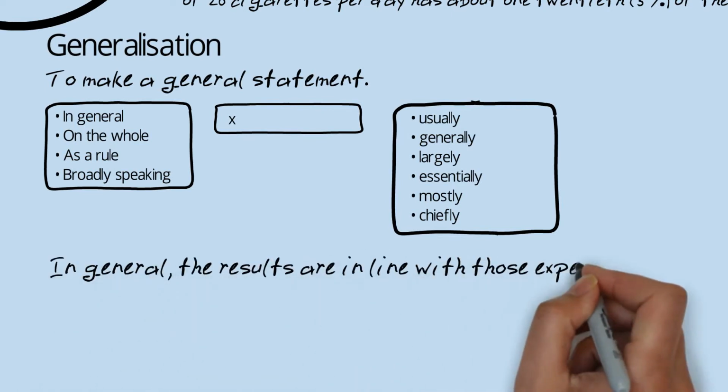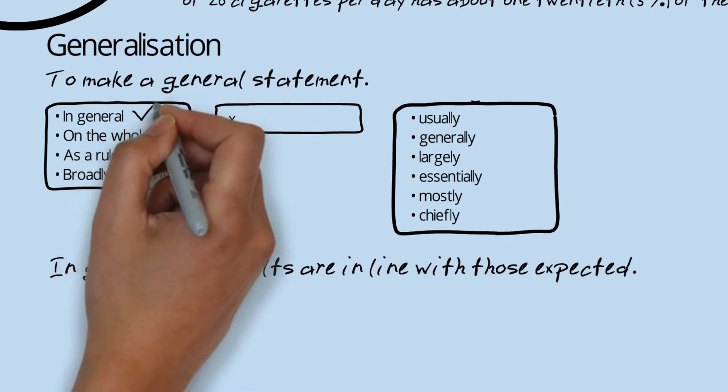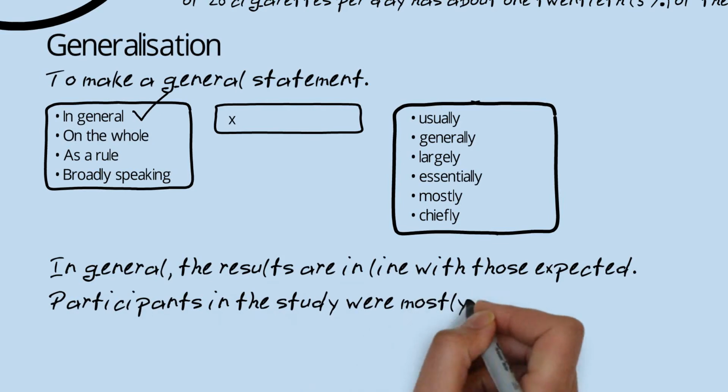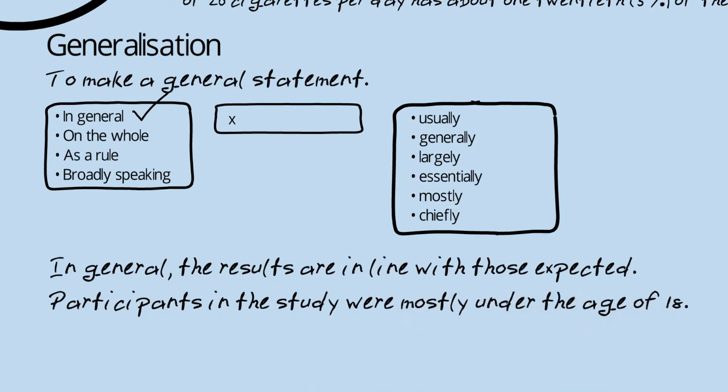In general, the results are in line with those expected. So this means that most of the results agree with those expected. Participants in the study were mostly under the age of 18.